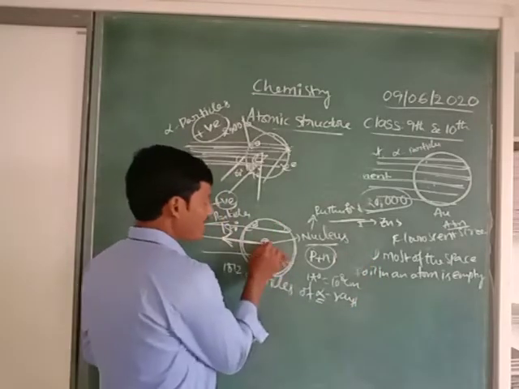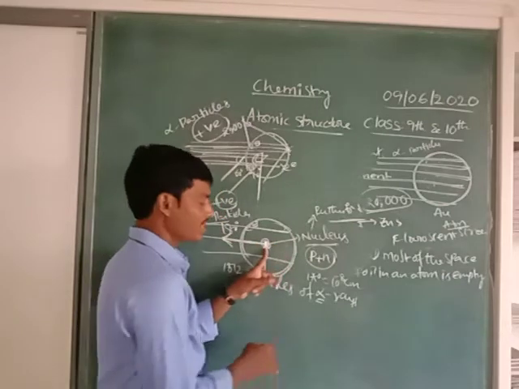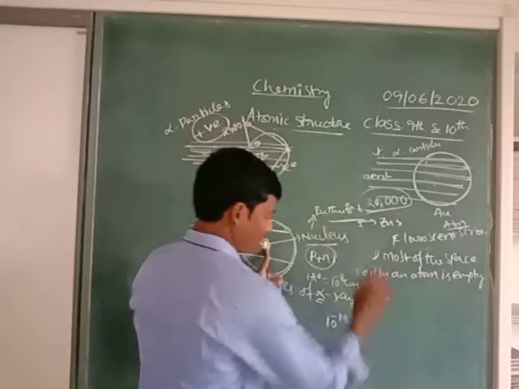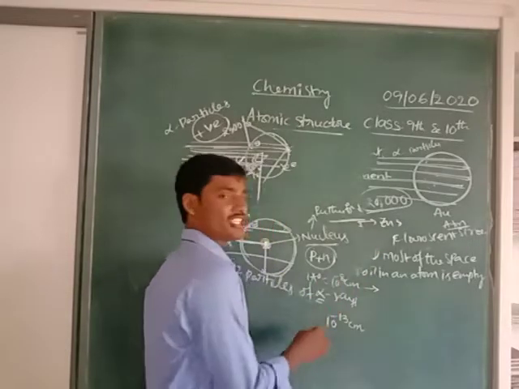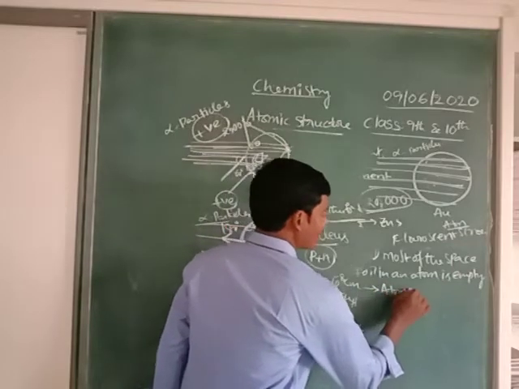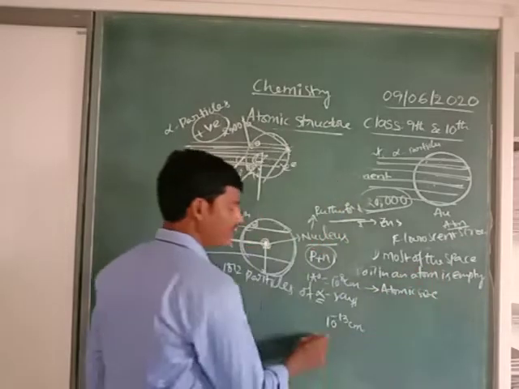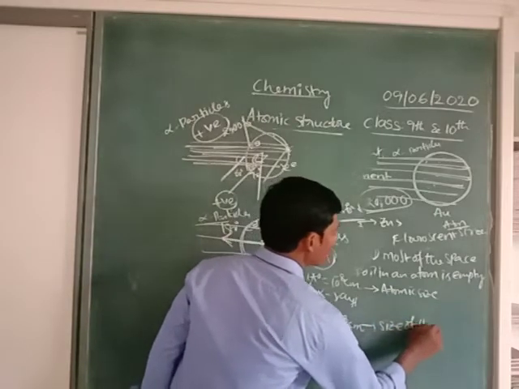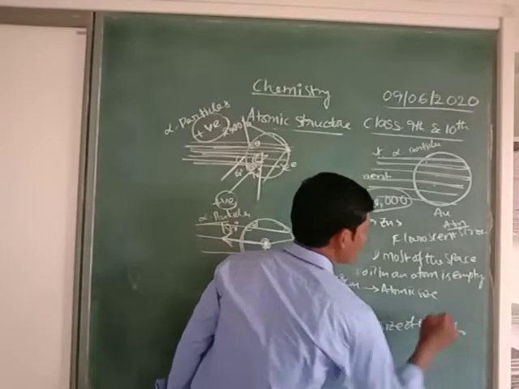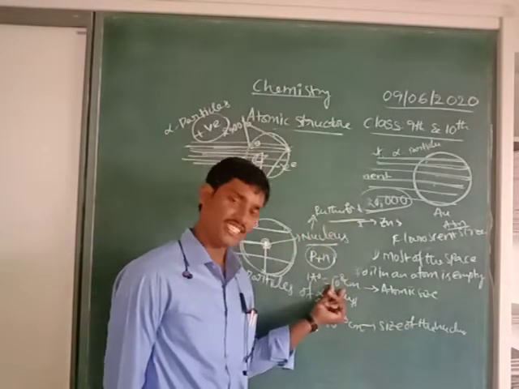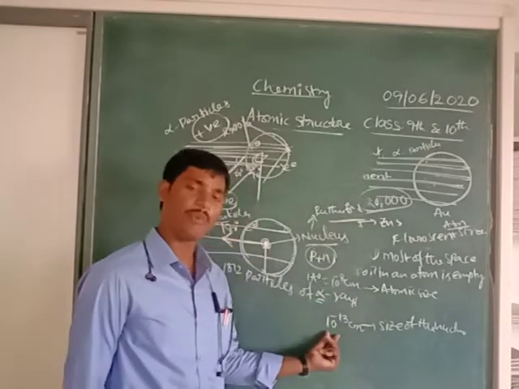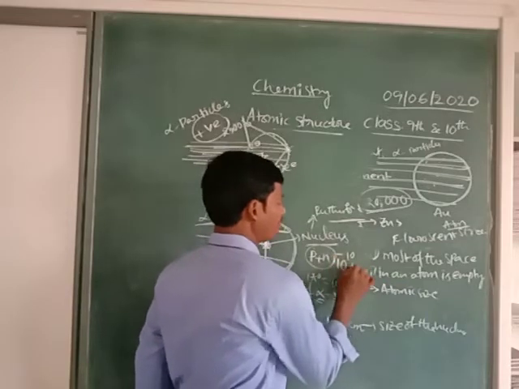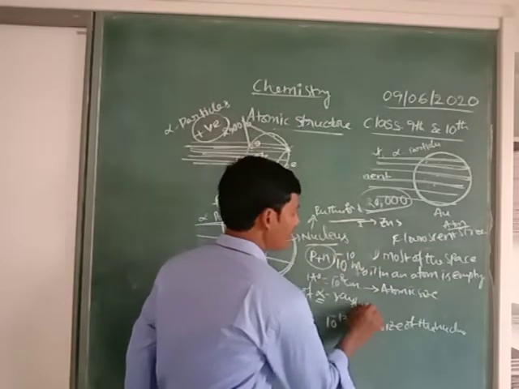But the size of the nucleus is 10 to the power of minus 13 centimeters. So 10 to the power of minus 8 centimeters is considered the atomic size, and 10 to the power of minus 13 centimeters is considered the size of the nucleus. When you convert it into meters, we get 10 to the power of minus 10 meters for the atom.